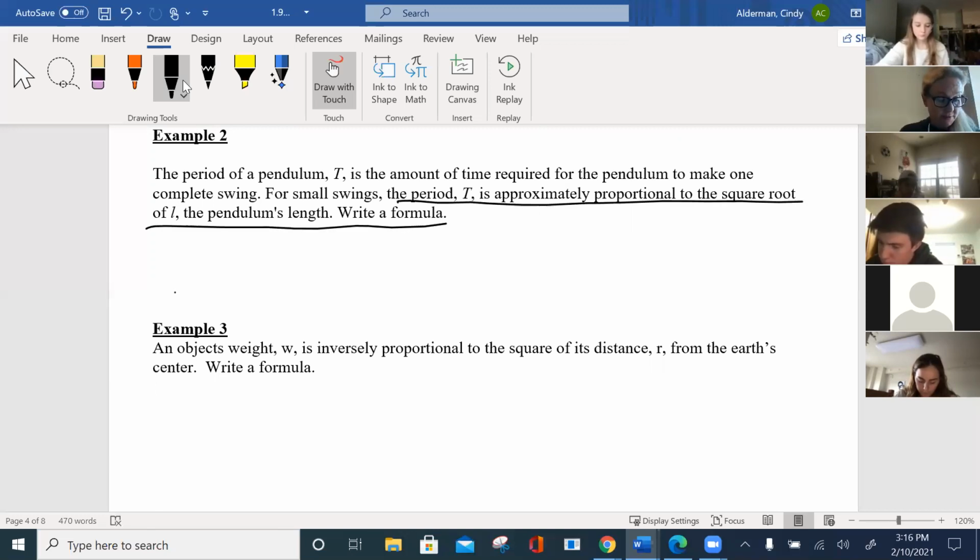So if we start off with the formula that you guys know, y equals kx, now let's fill in the formula and the variables they're using. So here we've got T equals k times, it's approximately proportional to the square root of L, which is the pendulum's length.